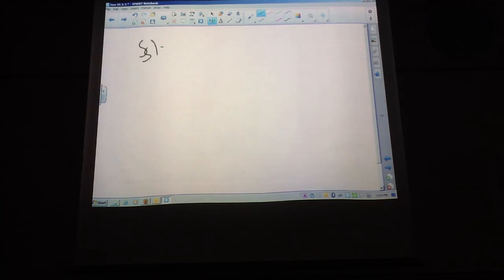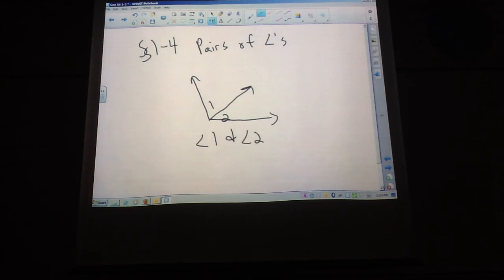Alright, section 1.4 talked about pairs of angles. So this talked about the adjacent angles. Remember, adjacent angles are two angles that share a common side. So angle 1 and angle 2 would be adjacent angles. Well, if those two adjacent angles were to form a straight line when I take out that side, that's what we would call a linear pair. So if they add together to equal 180, they would be a linear pair.